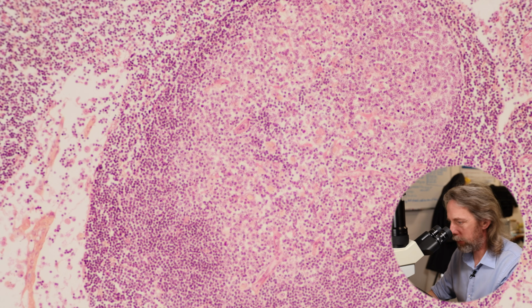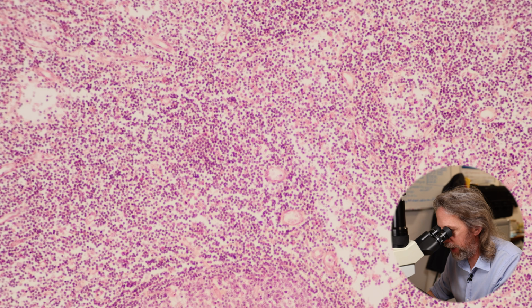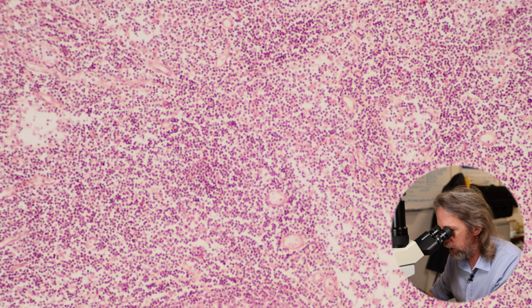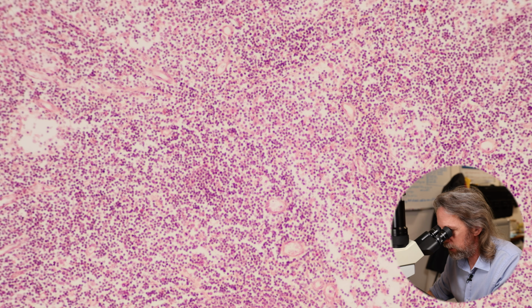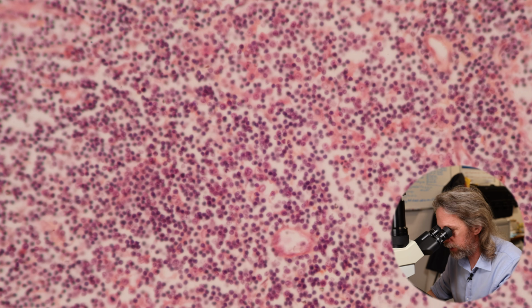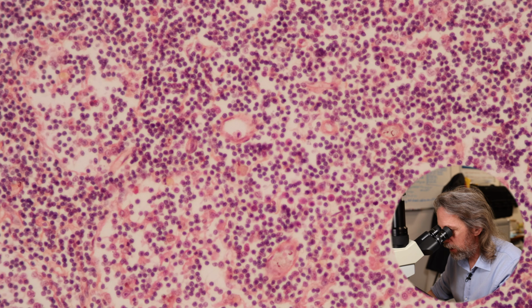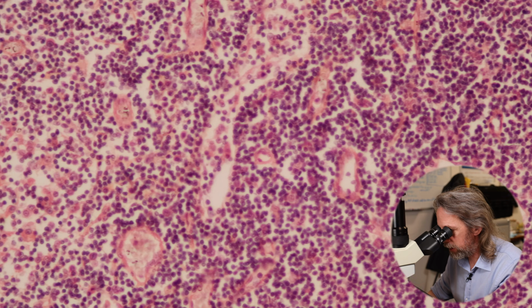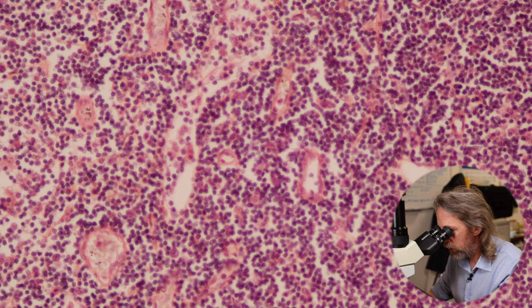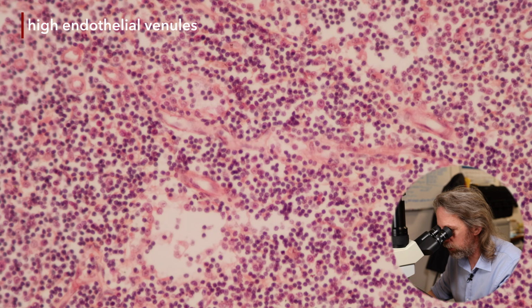And then if we go in a little way, we're still in the cortex. This gets called the paracortex. So we don't see nodules, but we're seeing a high density of cells there. And now most of these cells are going to be T lymphocytes. But the other thing that we find in the paracortex are specialized blood vessels called high endothelial venules.